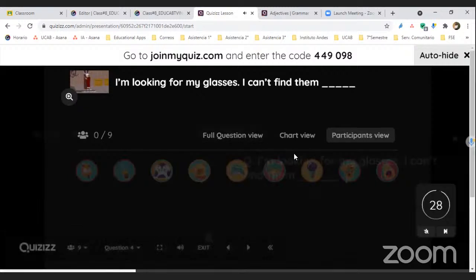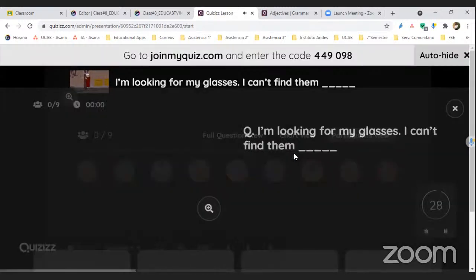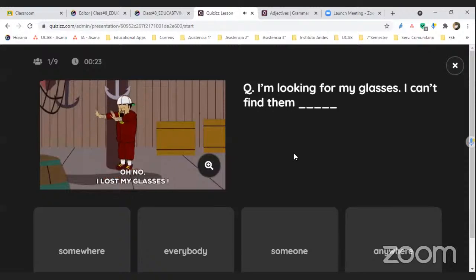Okay, here we have: I'm looking for my glasses. I can't find them, and we have more options. Somewhere, everybody, someone, anywhere. Remember what I just told you? If we are speaking about a place, a person, a thing, okay?